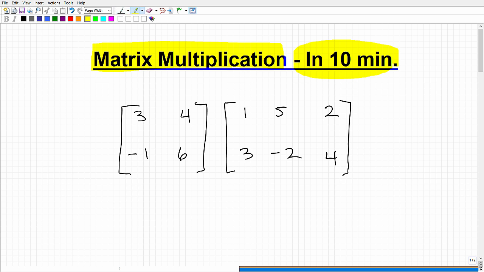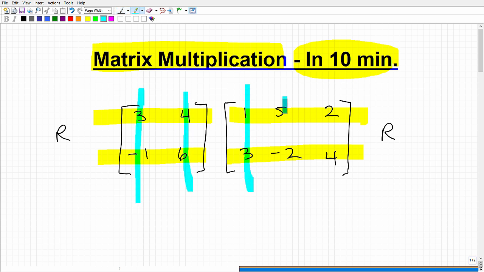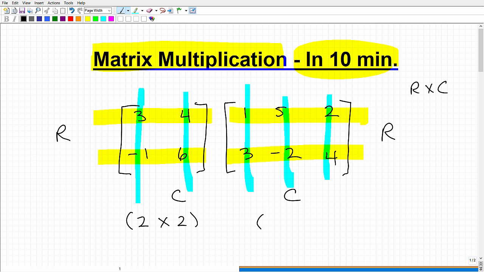Now, when we're talking about a particular matrix, we have rows. These are the rows, and in this direction, these are the columns. Each matrix has a particular dimension, or sometimes they use the word order or size. We always give the size of a matrix by its rows and its columns. So this first one has two rows and two columns, a 2 by 2 matrix. This second one has 2 rows also, but it has 3 columns. Now you'll see why this is important in a second in terms of matrix multiplication.